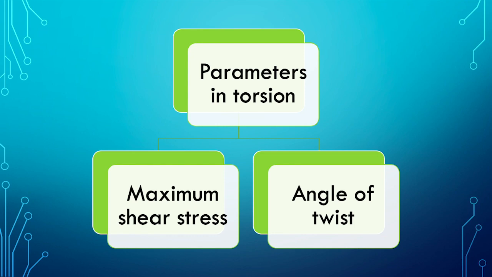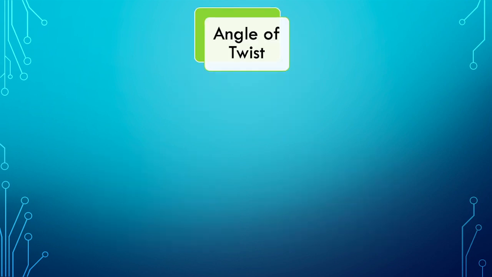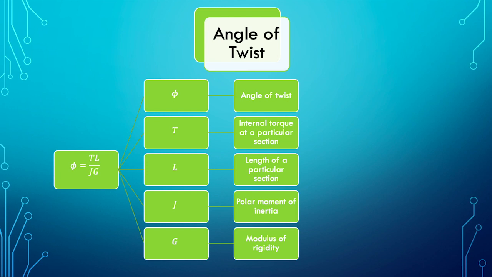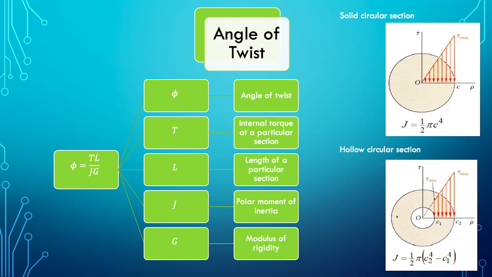The second parameter in torsion is angle of twist. The formula of angle of twist is phi equals TL over JG, where phi is the angle of twist, T is the internal torque at a particular section, L is the length of a particular section, J is the polar moment of inertia, and G is the modulus of rigidity. Internal torque and polar moment of inertia here are the same as used in the shear stress formula just now. For modulus of rigidity, normally it is given in the question. If not, you have to refer to the table in the textbooks.